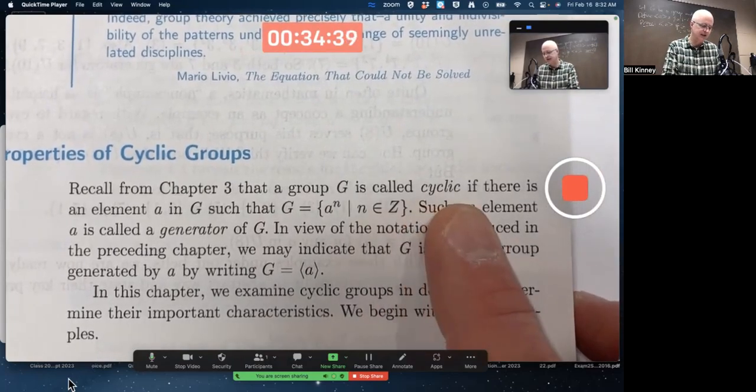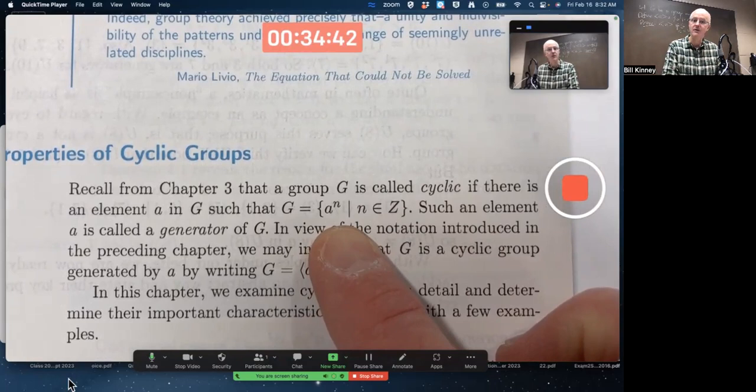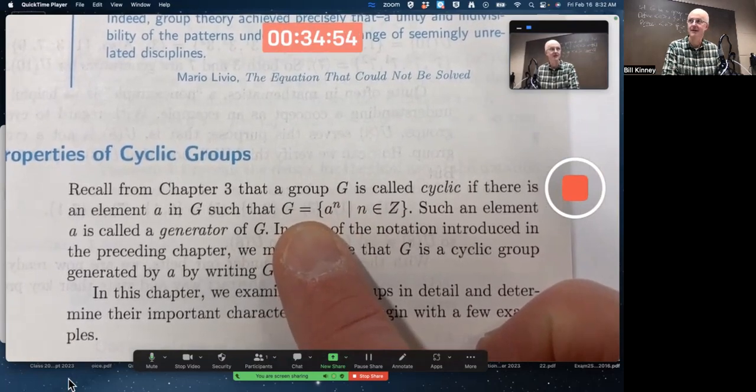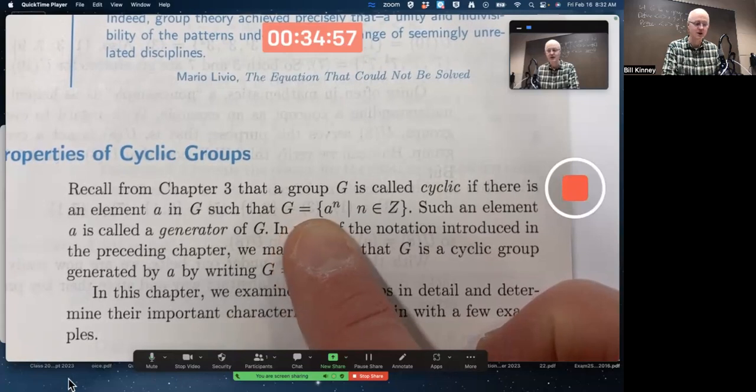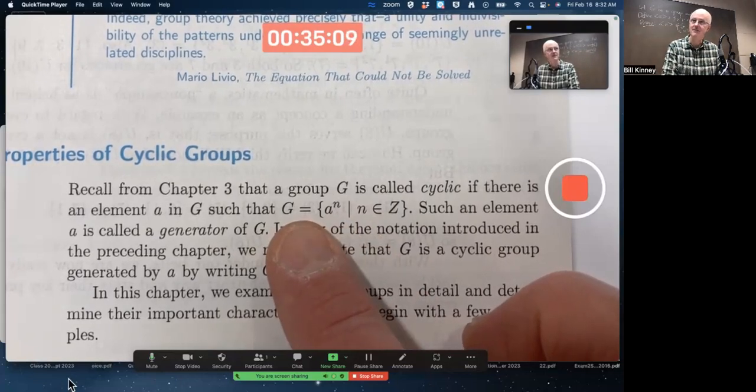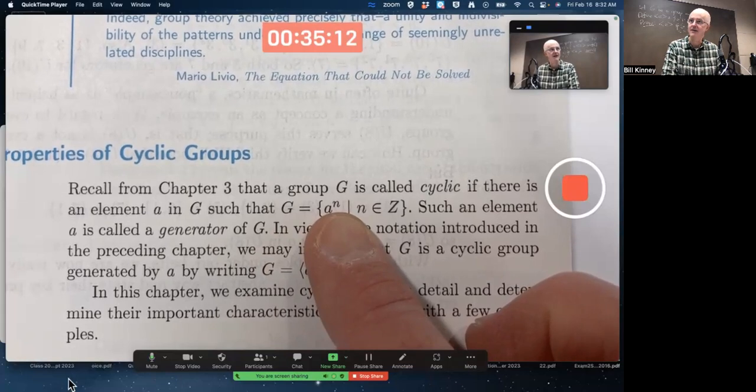A group G is cyclic if G equals powers of some element in G. There's some element A of G such that the cyclic subgroup generated by that element is all of G. We know this set, that's the set we did the first proof with today. That's the cyclic subgroup generated by A. It is a subgroup of G. If it equals all of G, if every element of G is a power of A for some A, then G is a cyclic group.